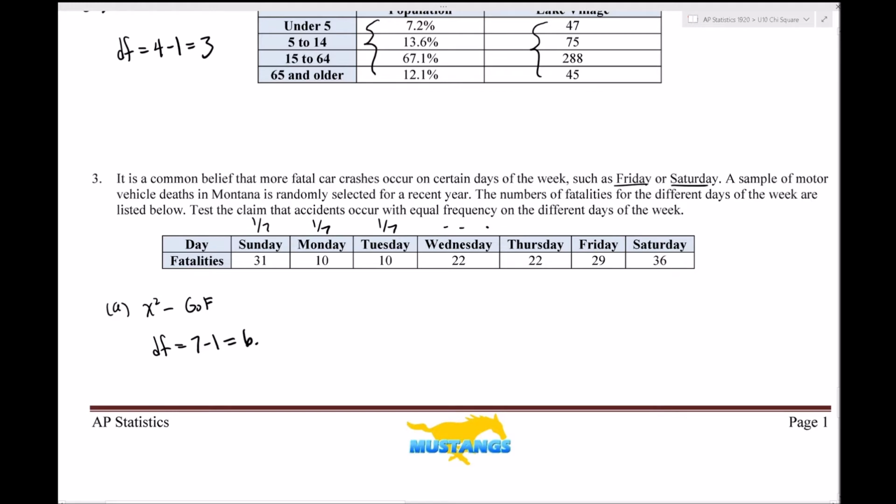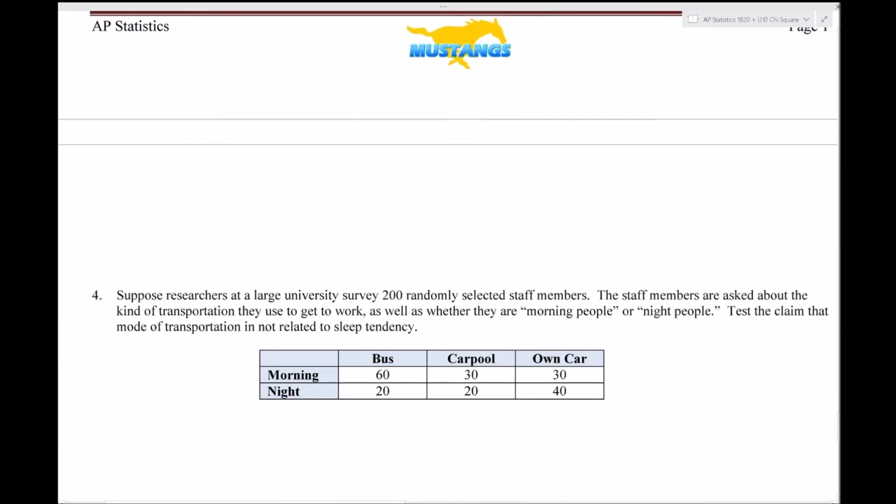So then just to check, does this fit the criteria for goodness of fit? Is it a single variable? Do we have a single sample from a single population? And the answer is yes for both. So one variable is the day of the week, and then it's just the one randomly selected set of car crash data. So we'll move on to the next one.